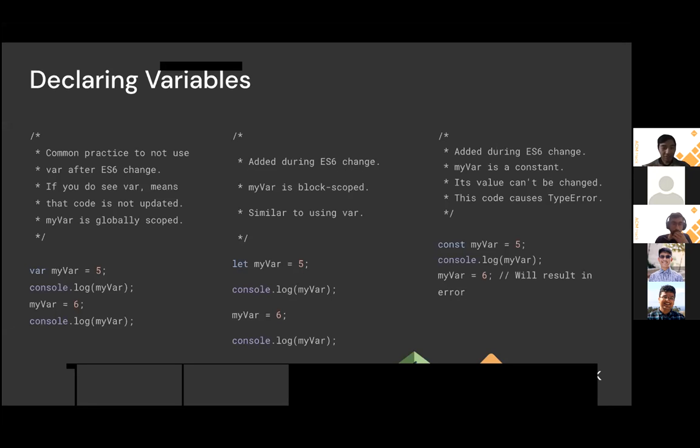let just lets you create a variable and change its value later. const is a constant, so you can't change its value later. You can see in this example that I can set my var to be 6 later on, but here I can't set my var to be 6 later on, because that will result in an error if I make it a const.